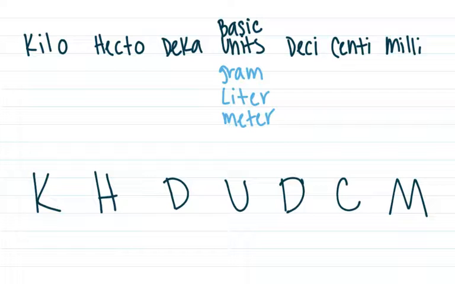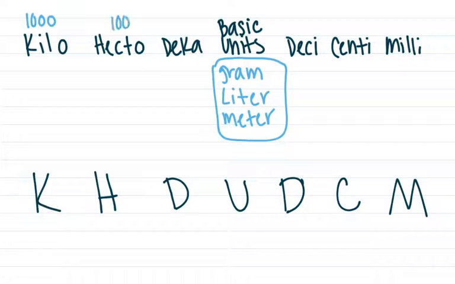Each one of these prefixes attaches to our basic units and gives them value. So, for example, a gram is 1 gram. But if I attach the word kilo in front of gram, that 1 gram instantly became 1,000 grams, because the prefix kilo means 1,000. Hecto means 100. Deca is 10. Deci is a tenth. Centi is 100th. And then milli is 1,000th.